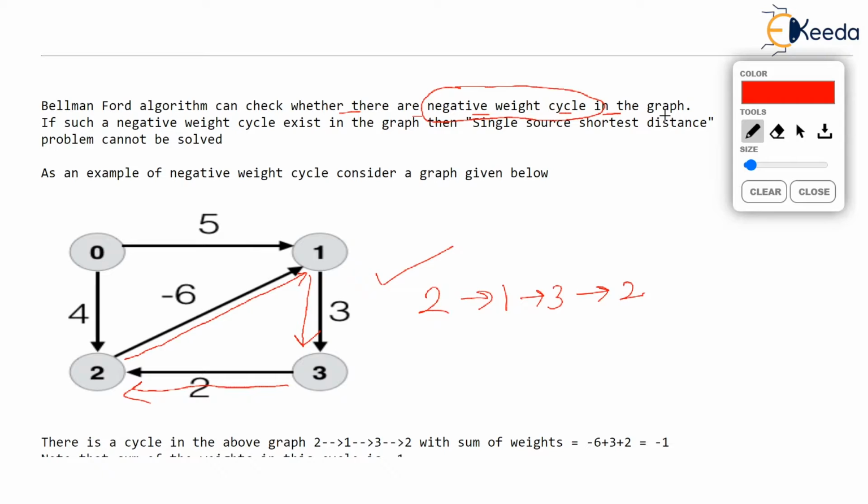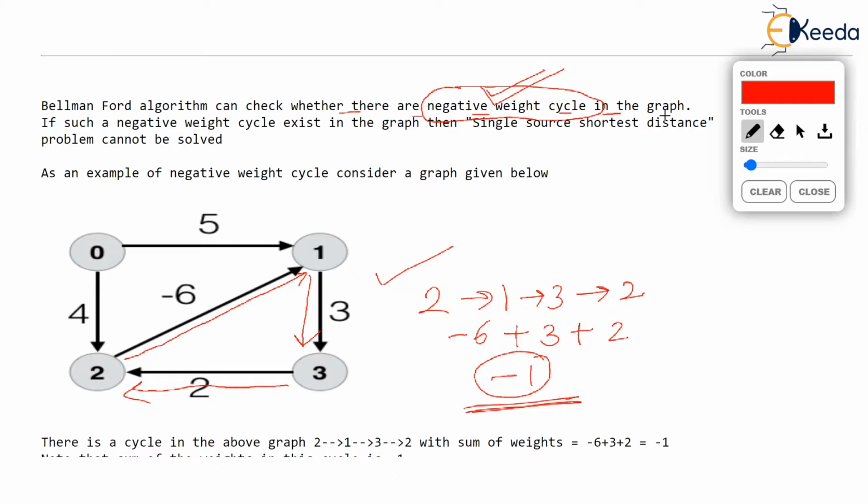But the weight of 2 to 1 is minus 6. If you add all these weights, the weight from 1 to 3 is 3, and the weight from 3 to 2 is 2. If you add the weights which come in the cycle, the addition will come out to be minus 1. Now, if you have a cycle in the graph and the addition of all the weights in that cycle comes out as some negative quantity, then such a cycle is called a negative weight cycle.